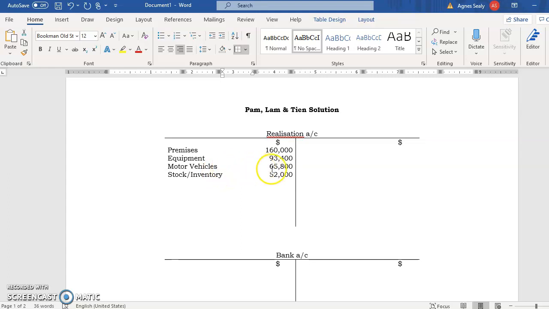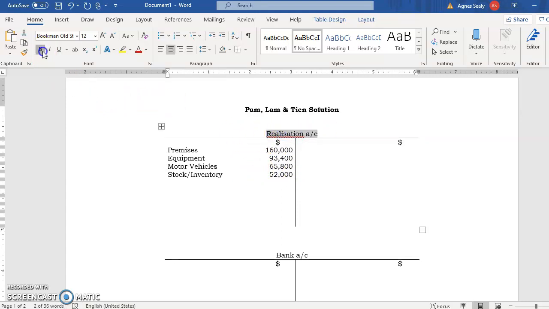When I entered the values for motor vehicle and inventory in the previous video, I said debit motor vehicle, then I said credit motor vehicle again, then I said debit inventory or stock, and then credited again. What I should have stated was that we are debiting the realization account. We debit realization for $65,800, and the motor vehicle account is credited for the same $65,800 to close that account off the books of the partnership.